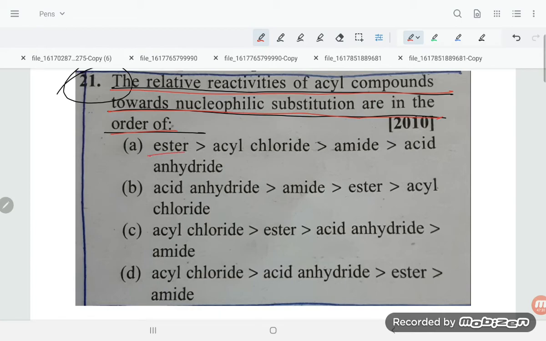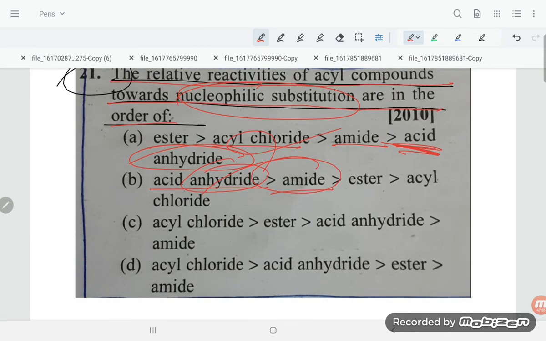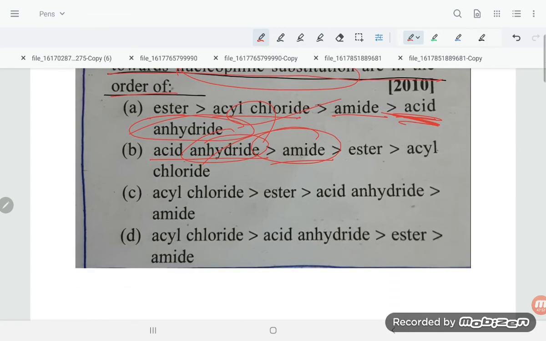If you see esters, in nucleophilic substitution you are going replacement: ester, acid chloride, amide, anhydride. This is wrong, student. You cannot remove from the anhydride. So in this one nucleophilic substitution is not possible, because amides are already electron rich. Acid anhydride, amide, so again this water is coming.